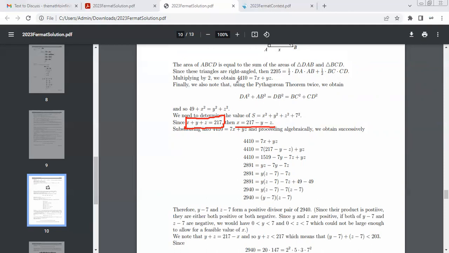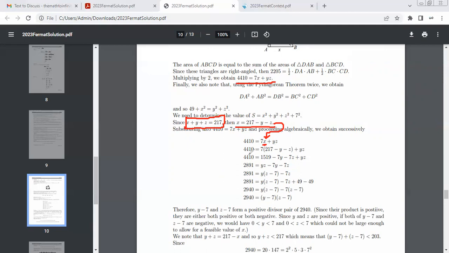And also from the area of the quadrilateral, 4410 can be written as 7 into x plus yz. So when you substitute the value of x in terms of y and z, you would be able to omit one variable. We would be able to omit the x variable here. So we can reduce the 3 variable equation into 2 variable equation. Did you get that?